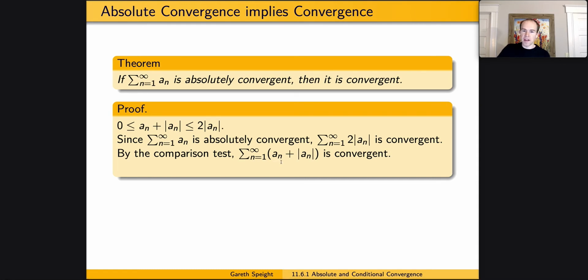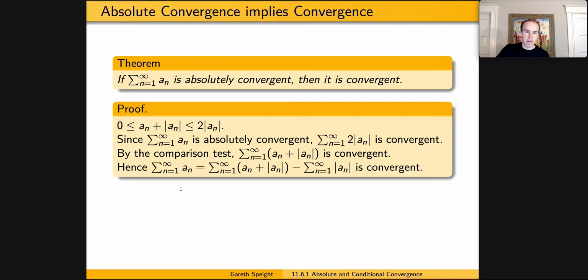And then we were interested in the sum of a_n. We know that the sum of a_n plus the absolute value of a_n is convergent. We know that the sum of the absolute value of a_n is convergent by the absolute convergence. So we just subtract them, and we see that the sum of a_n is convergent, since the difference of two convergent series is convergent. It seems kind of weird, but the only reason that we looked at a_n plus the absolute value of a_n is to make everything positive so that we can use the comparison test.